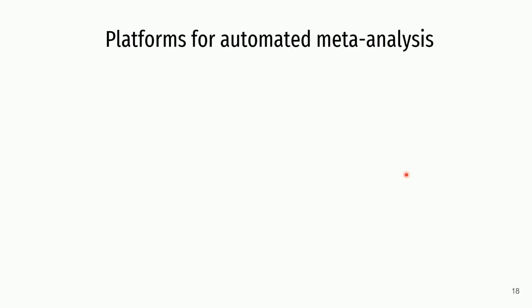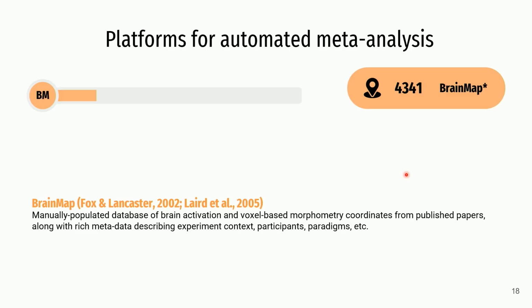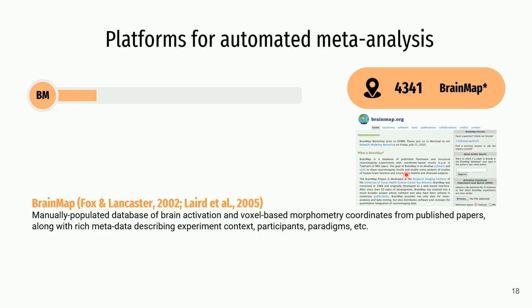So there are 2 main platforms for automated meta-analysis. The first is the BrainMap database, and this is a manually populated database of brain activation and voxel-based morphometry coordinates from published papers. I think they also have recently added a resting state database as well. An advantage of BrainMap is they have a very rich metadata scheme that describes the experiment context, participants, paradigms, and so on and so forth. So there's a lot of metadata that goes along with each of these studies in the BrainMap database. If you want to use it, it's at brainmap.org.